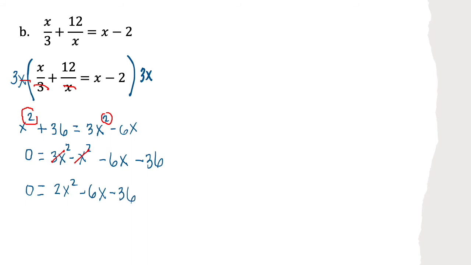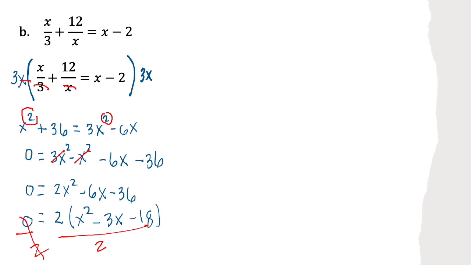0 is equal to 2x squared minus 6x minus 36. And then we will factor this using the method that we learned earlier, the AC test. And so therefore, we will factor out 2, and then we have 2 times x squared minus 3x minus 18. We can divide both sides by 2. And then 0 divided by 2 is simply 0. And then we cancel 2. And then we are just left with x squared minus 3x minus 18 equals 0.